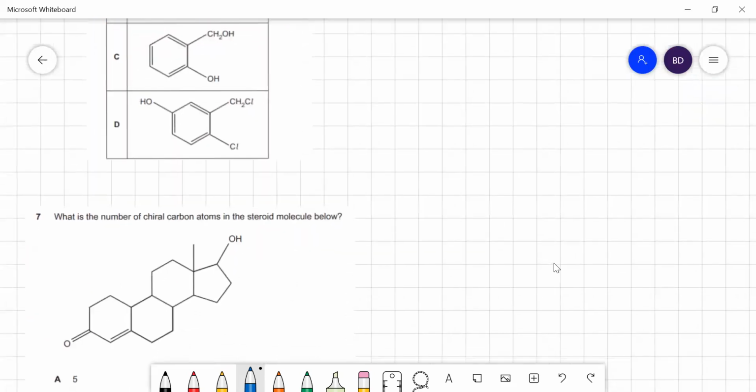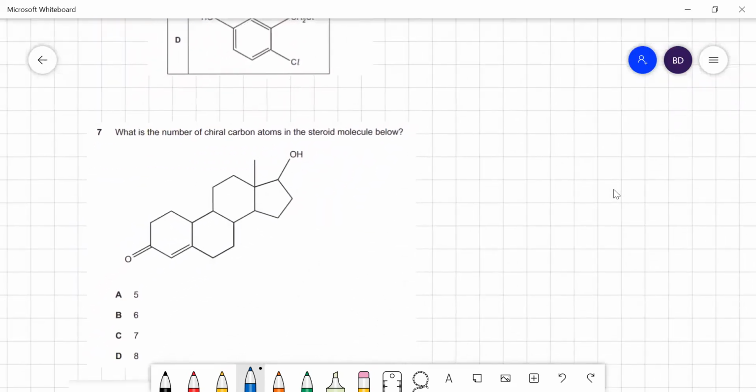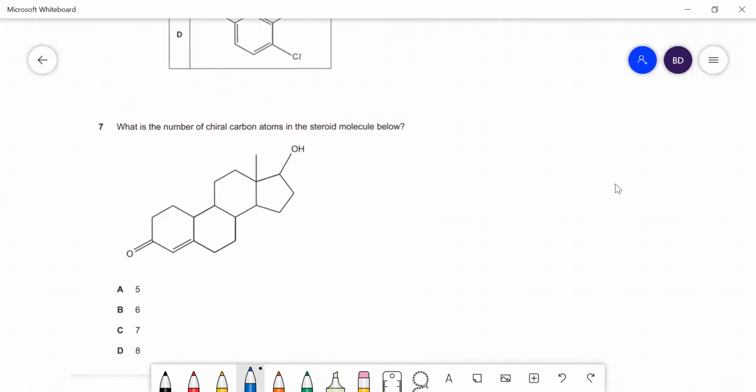Okay, what's the number of chiral carbons shown in the steroid molecule below? So we need 4 different groups attached. Well, I'm going to color all these, they are all CH2s. That's a CH2, so these aren't chiral. That's a CH2, that's a CH2.